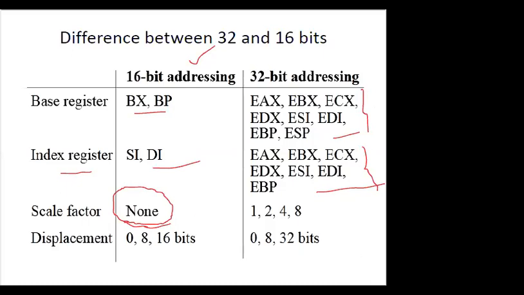But in case of 32-bit addressing, we need scaling factors, and we have 1, 2, 4, and 8. Displacement in case of 16-bit addressing can be 0, 8, or 16, whereas the displacement in case of 32-bit addressing can be 0, 8, and 32. There is no 16-bit displacement because 16-bit addressing is already present in this kind of processor.